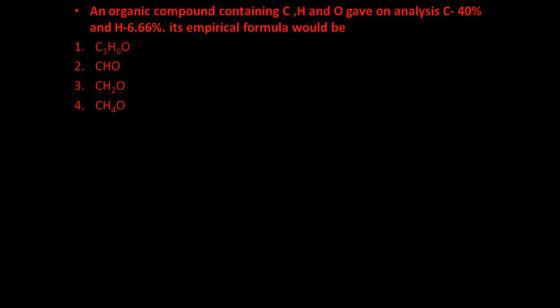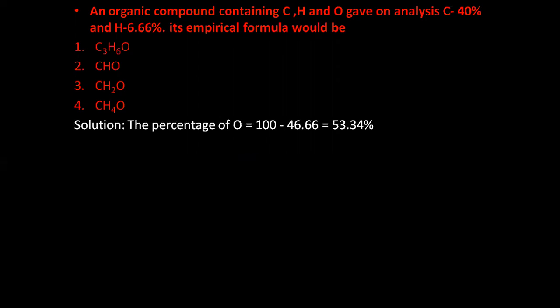So if two or three elements are given and one of them is not given, what you must do is add the other two which are given and deduct it from 100. So the total percentage will be 100. I'll deduct whatever is the total of carbon and hydrogen from it, and whatever is left is oxygen.